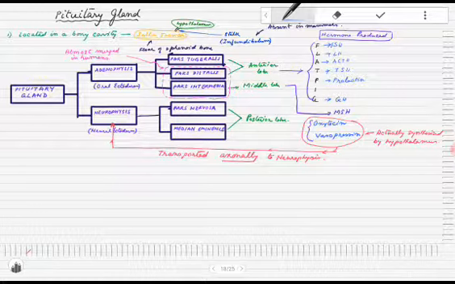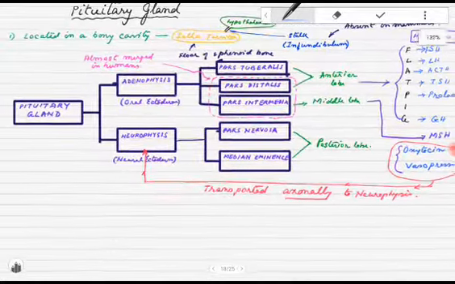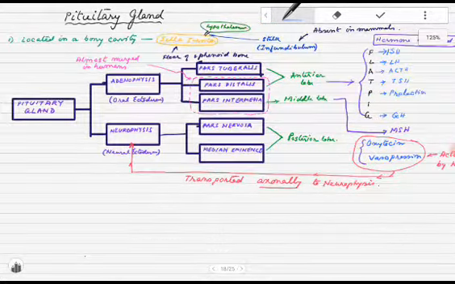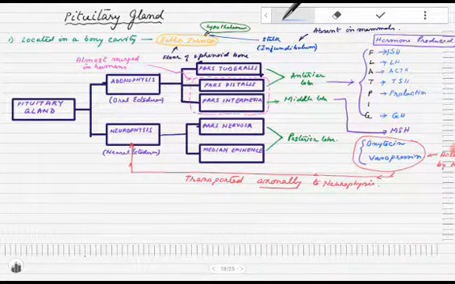We can see this from the block diagram, and before that, let us tell you, this infundibulum or the stalk is absent in the mammals. Now, the pituitary gland is divided into two types: the adenohypophysis and neurohypophysis. And the pituitary gland is also known as the hypophysis.